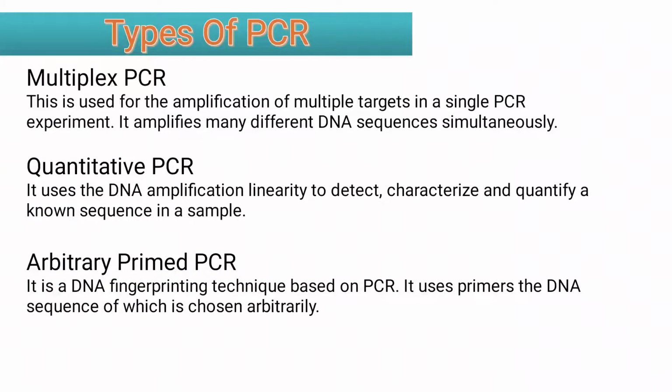The third type of the PCR is multiplex PCR. This is used for the amplification of multiple targets in a single PCR experiment. It amplifies many different DNA sequences simultaneously. And coming to the next type of PCR is quantitative PCR. It uses the DNA amplification linearity to detect, characterize, and quantify a known sequence in a sample. And coming to the next type of PCR, it is arbitrary primed PCR. It is a DNA fingerprinting technique based on PCR. It uses primers, the DNA sequences of which are chosen arbitrarily.